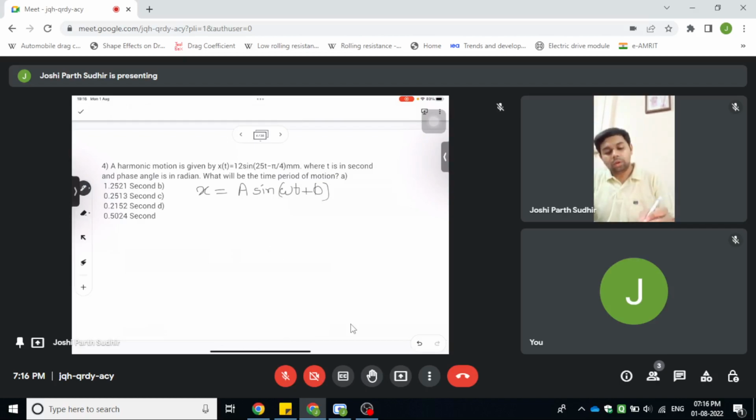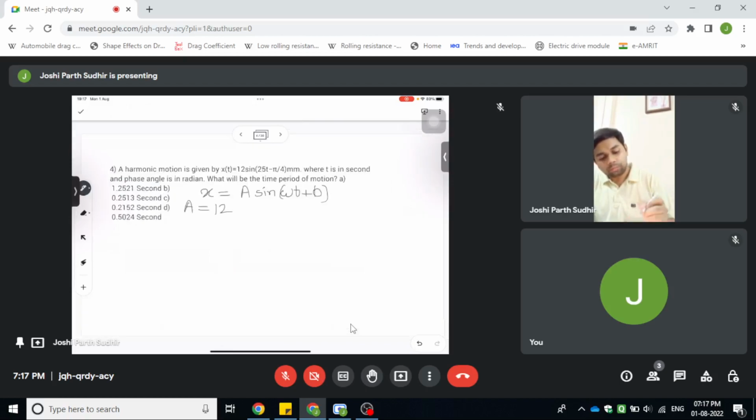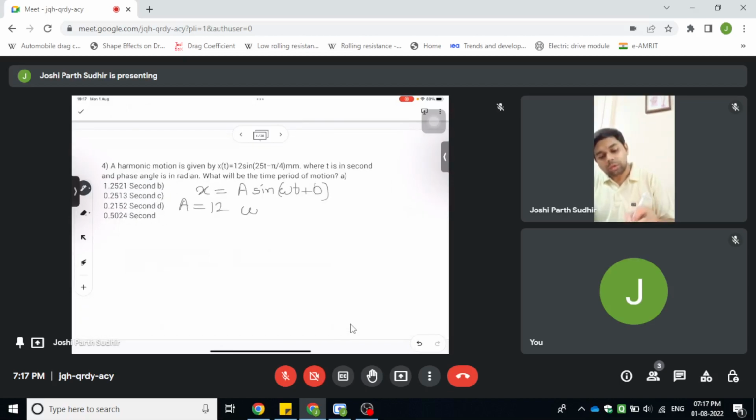Here if we compare the expression that is given, we will get that the amplitude is equal to 12 units in mm, the natural frequency omega is 25, and the phase difference is -π/4.